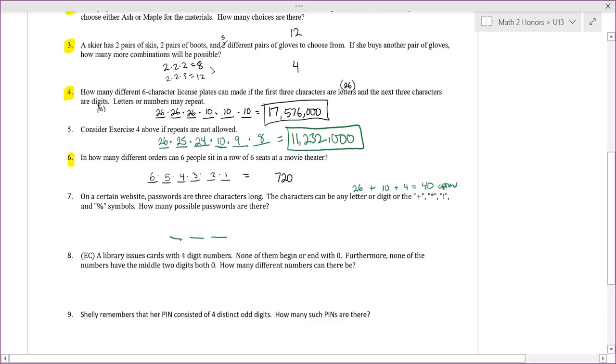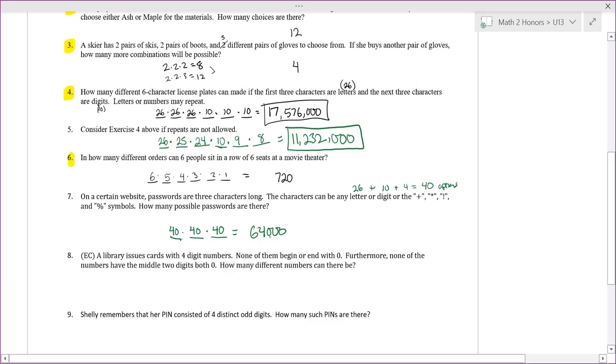Here it doesn't state if we can repeat or not. At least I didn't see that. I'm going to reread that just to make sure. And so let's assume if it doesn't say we can't repeat, then by default we're going to be able to repeat. So we have 40 options for the first selection, 40 for the second, 40 for the third, and you multiply that together, you get 64,000.